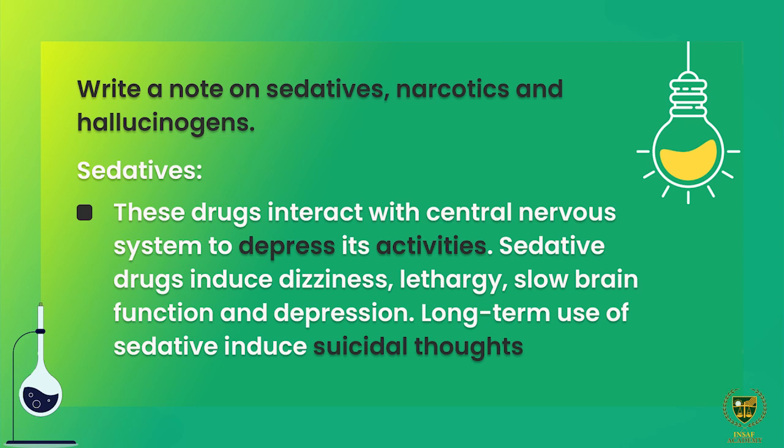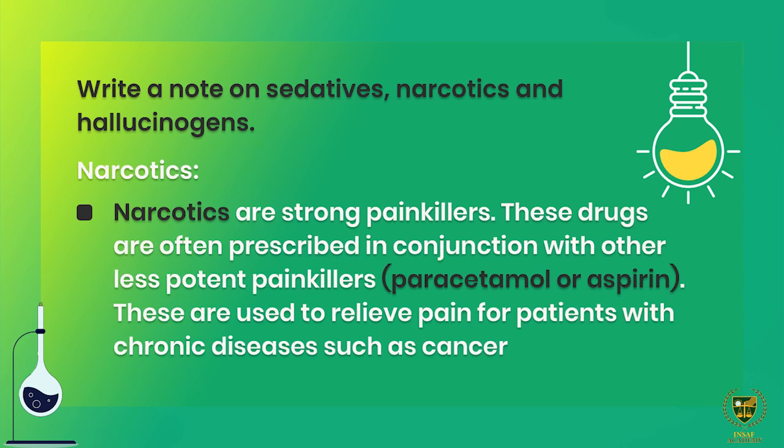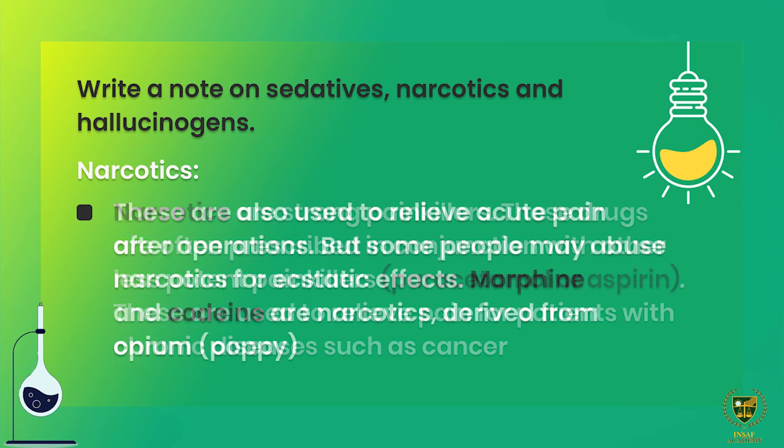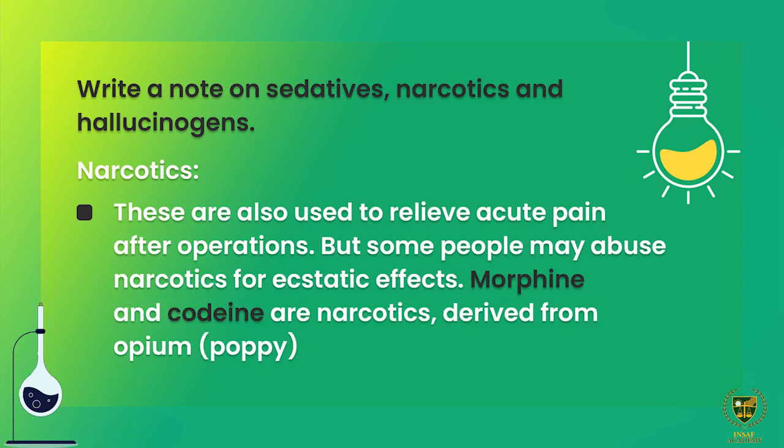So that is also an important MCQ. So which one of the following drugs induce the suicidal thoughts? So these are the sedatives. The next one are the narcotics. Narcotics are strong painkillers. These drugs are often prescribed in conjunction with other less potent painkillers like paracetamol or aspirin. So these are used to relieve pain for patients with chronic disease such as cancer. These are also used to relieve acute pain after operations, but some people may abuse narcotics for ecstatic effects.